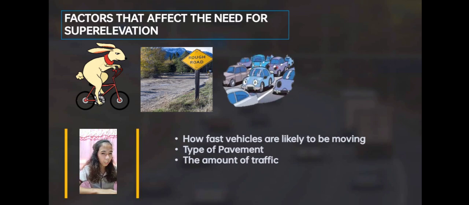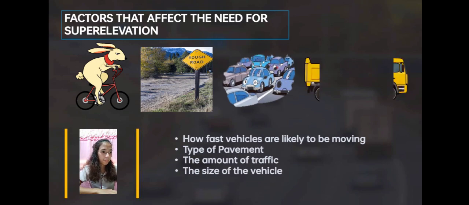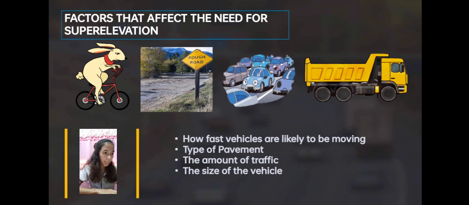Yung traffic, which is commonly nasa mga urban areas, so yung speeds nila is lower din syempre. So, less need for super elevation. Next is the size of the vehicle. Heavy vehicles with high centers of gravity are prone to tip or roll over on curves that don't have adequate super elevation.